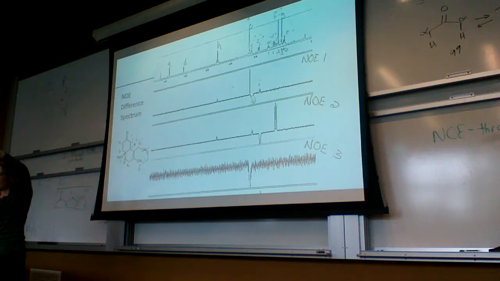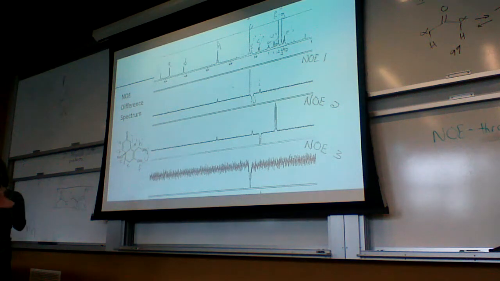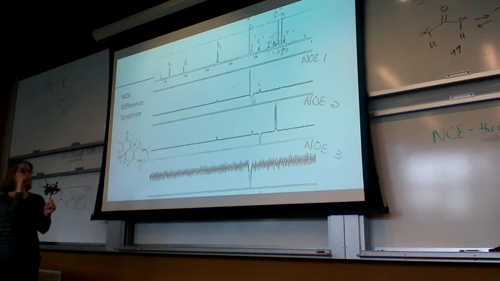A through space interaction with this hydrogen is pretty weak because they're pointing in opposite directions, whereas this one is relatively strong because they're close to each other in more of an axial equatorial interaction. So this is different than your spin-spin coupling, because we did talk about cyclohexanes having different axial and equatorial couplings. And actually, your axial-axial interaction is going to be your strongest interaction there, and your axial-equatorial would be a little bit weaker. But the NOE compares them through space.